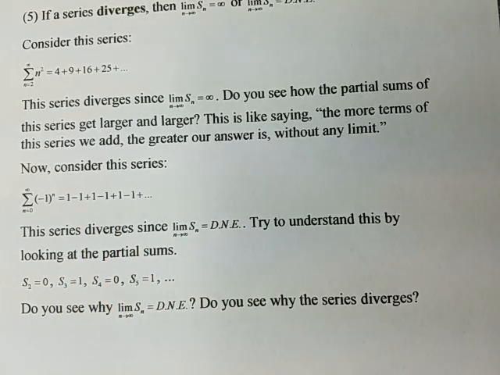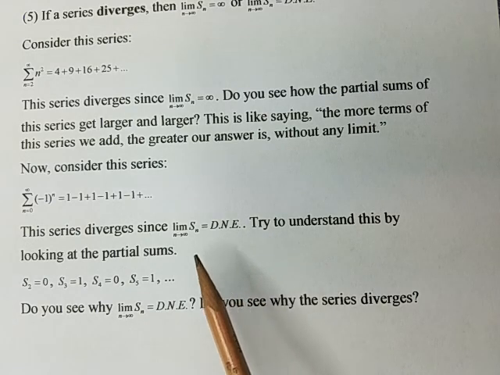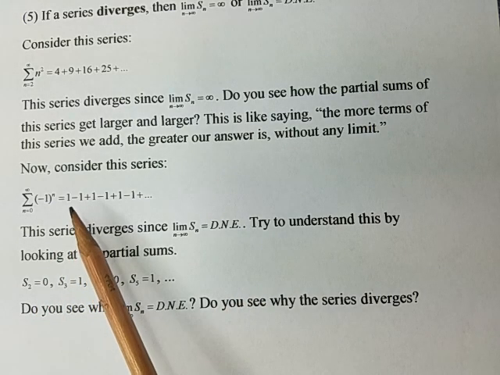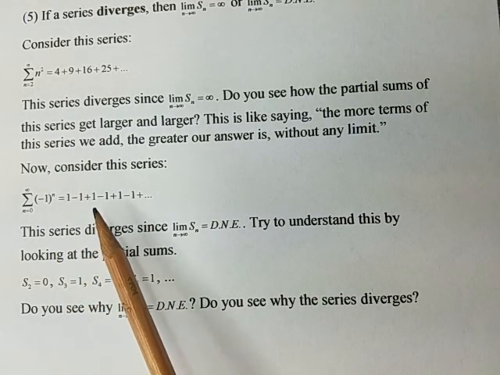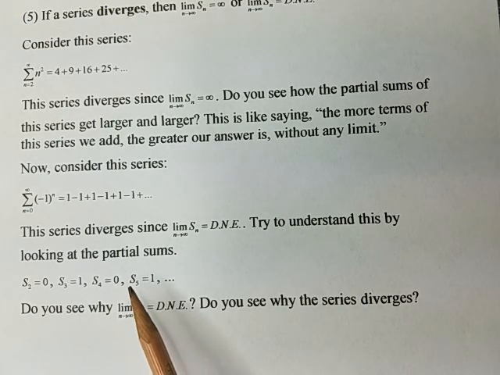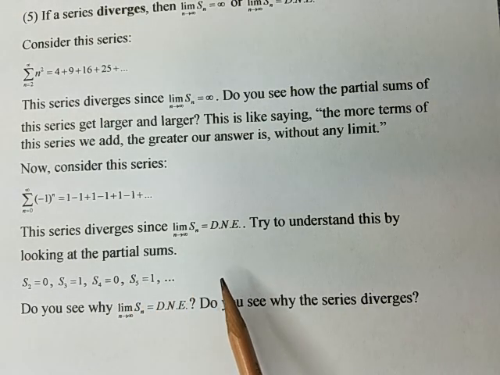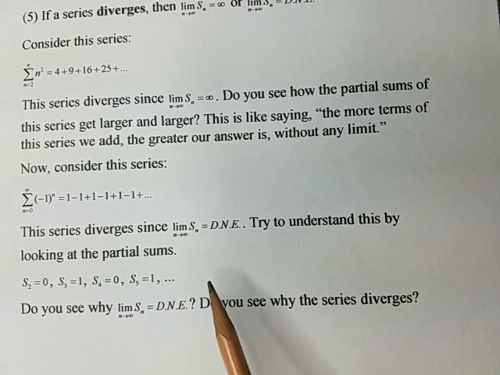This series also diverges. The limit of the partial sums does not exist. Look at it like this. If I add the first 2 terms, I get 0. If I add the first 3 terms, I get 1. If I add the first 4 terms, I get 0. And then 1, and then 0, and then 1. You know, that sequence of numbers has no limit.